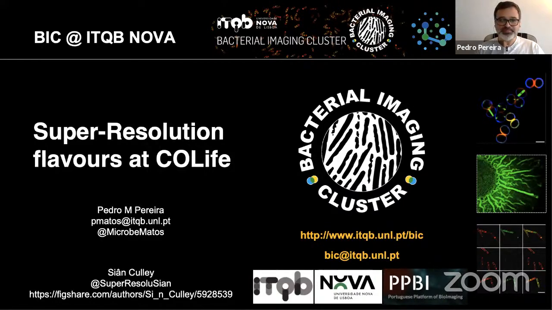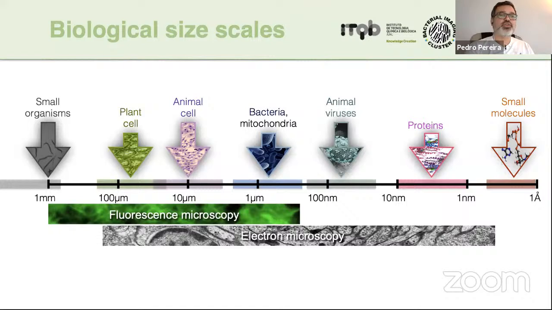Okay, so you all know this slide, because even if you haven't seen it, it's kind of obvious. Biology has different sizes, a wide range of scales, and you can go from small organisms to really, really tiny molecules. And usually when you want to see interactions between some of these players, despite the fact that you can use several techniques, microscopy tends to be the technique of choice, because you can actually see the interaction.